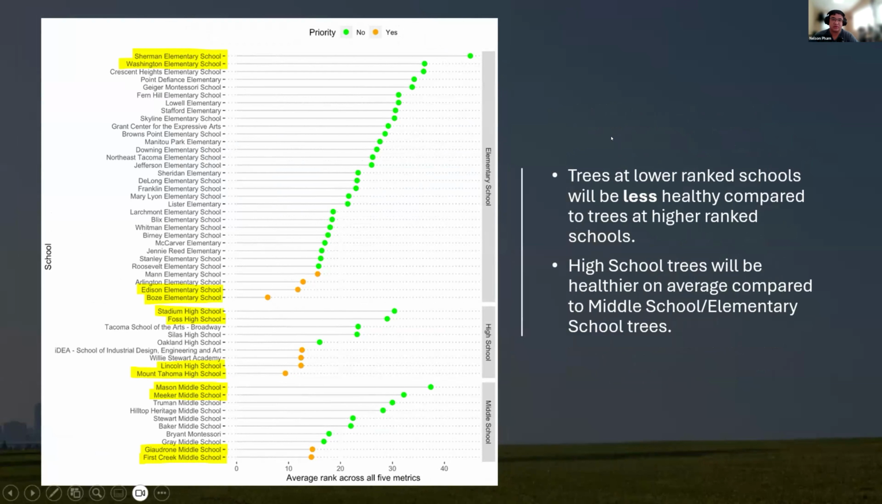My hypothesis was that trees at lower ranked schools will be less healthy compared to trees at higher ranked schools, and that high school trees will be healthier on average compared to middle school and elementary schools. My reasoning was that high schools tend to have more money and more budgeting, so they may have more resources available to take care of their trees. And trees that were ranked higher tend to be in areas where there's more money and more resources around, and they also have more resources to take care of the trees and manage them.